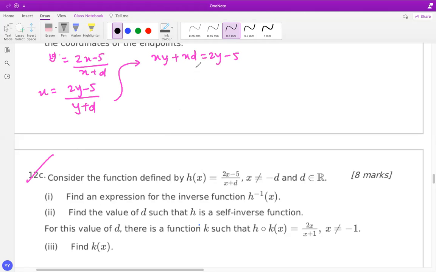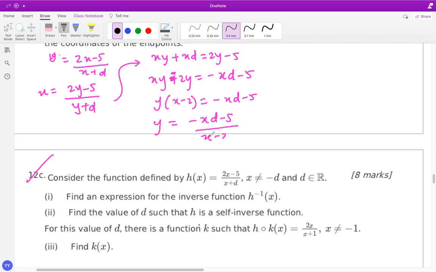So bringing the y terms together, xy minus 2y equals negative xd minus 5. So it will be y times (x minus 2) equals negative xd minus 5. So y is (negative xd minus 5) upon (x minus 2).